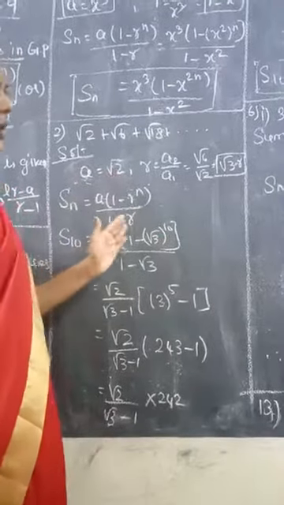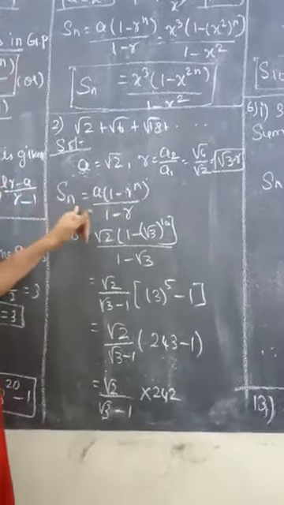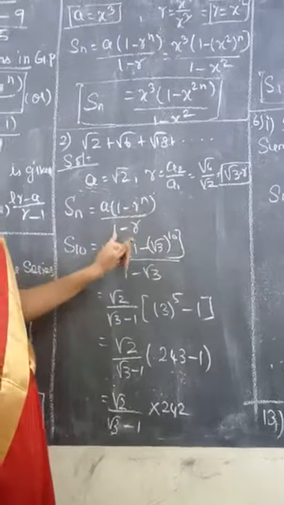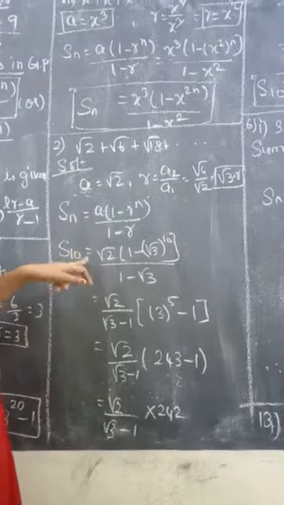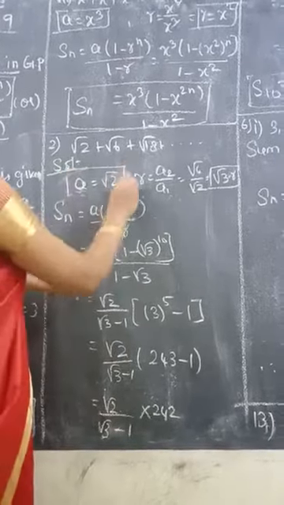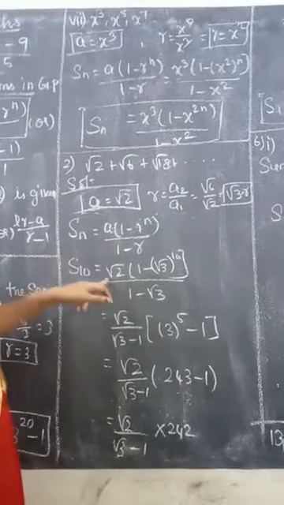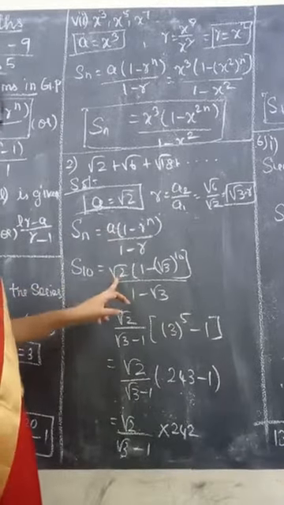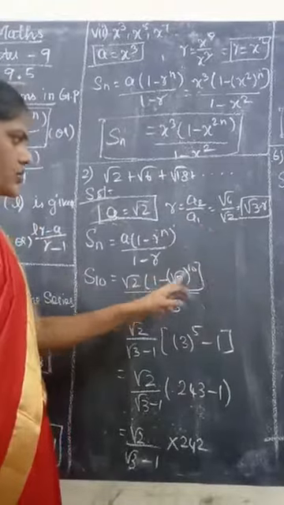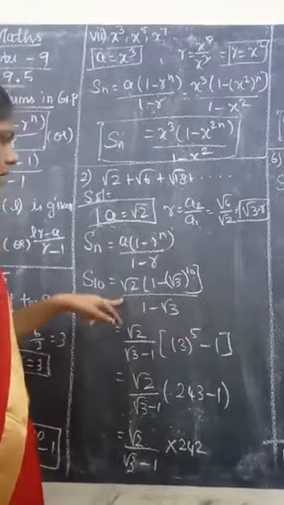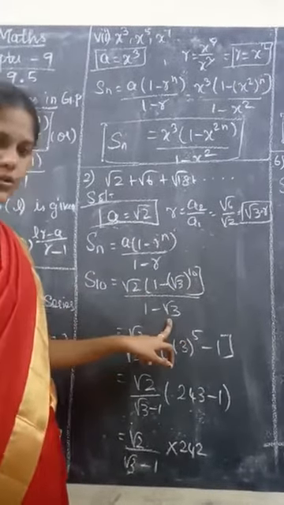Now we are going to apply this in the formula. Listen, Sn equals a into 1 minus r power n divided by 1 minus r. We need to find the S10 value. S10 equals, we have a and r values already, so substitute a and r values here. a is root 2, into 1 minus what is r, root 3, whole power 10, divided by 1 minus what is r, root 3.